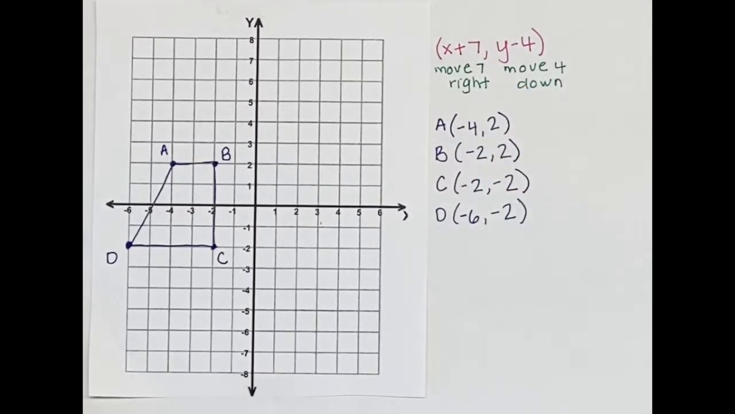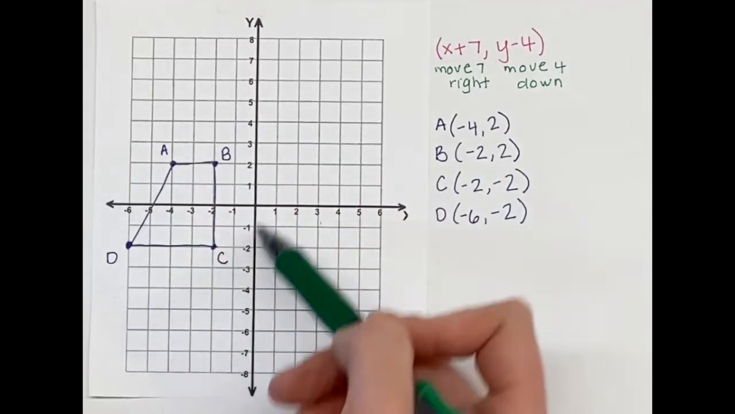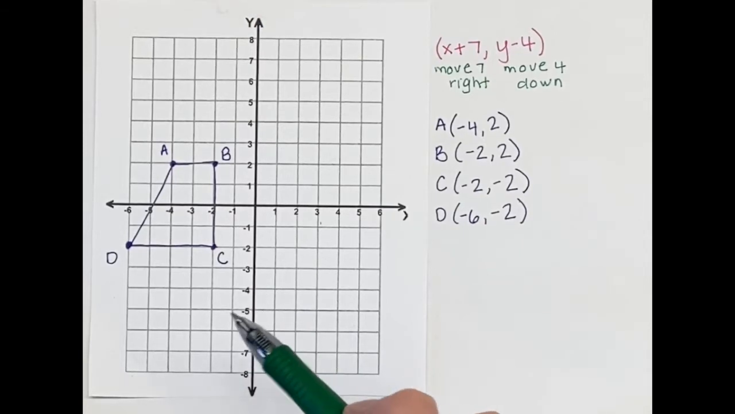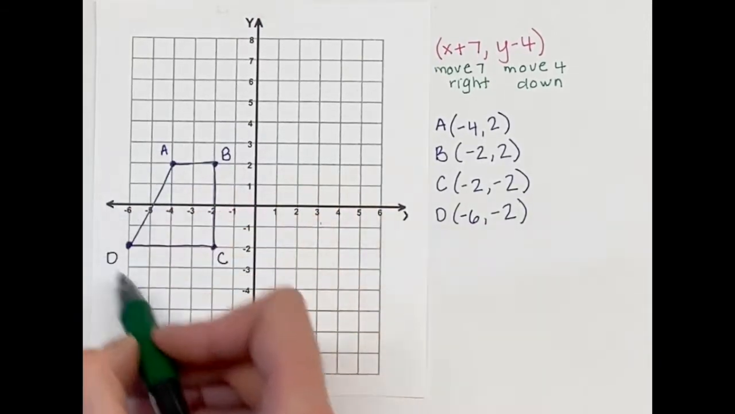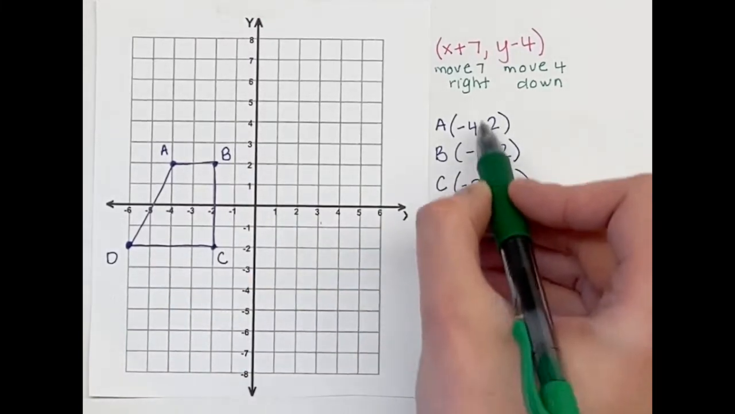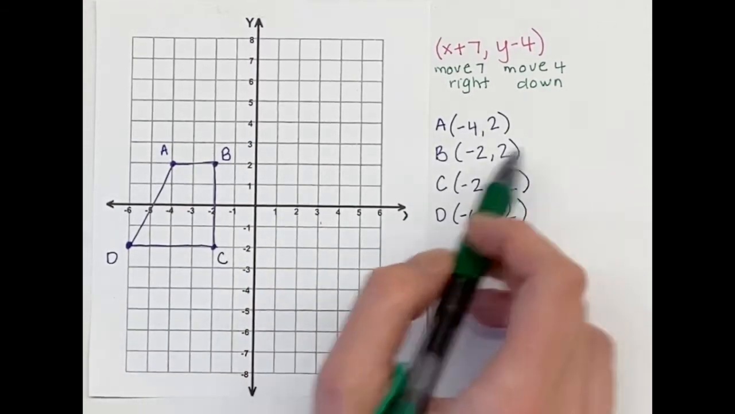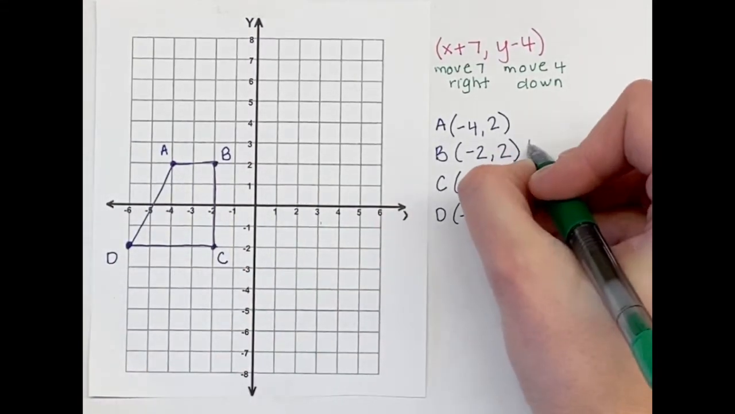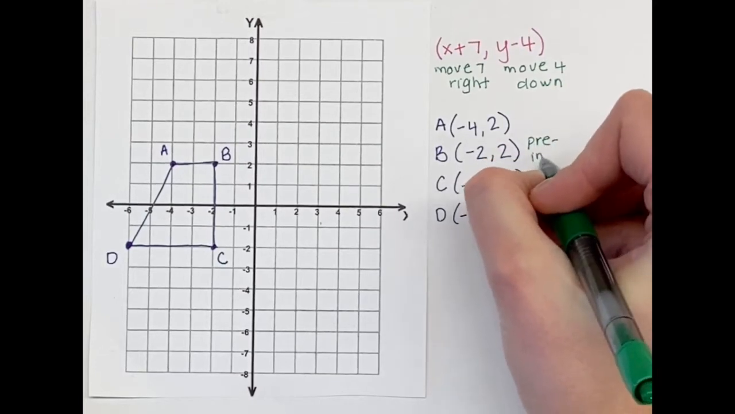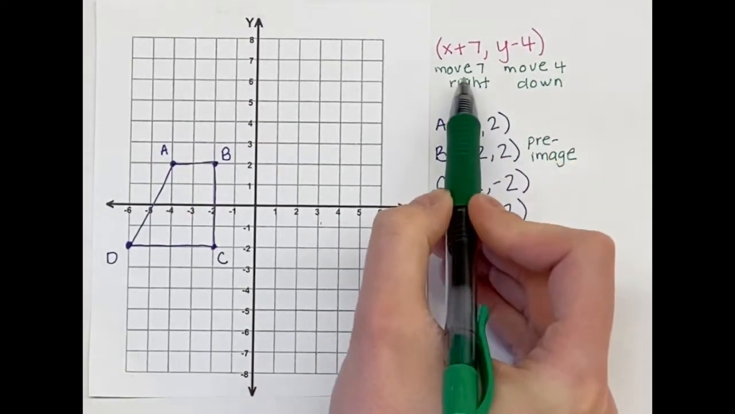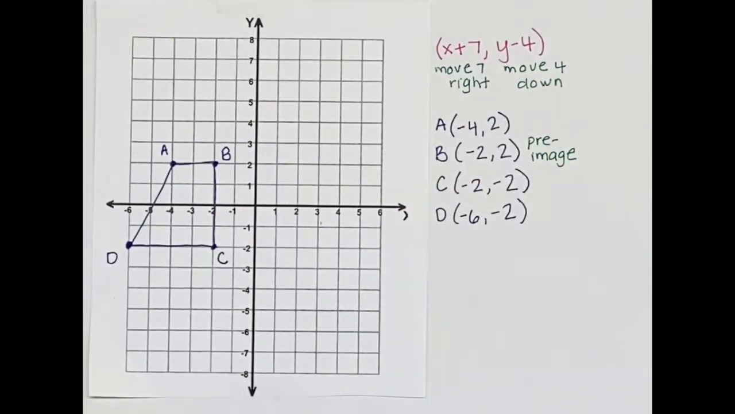So a little bit of vocabulary for you. Again, Mrs. Sullivan talked about how translations preserve congruency. Congruency meaning same shape and same size. This starting figure, these coordinates here that I have listed, just the ordered pairs for these points, this shape is called the pre-image. Just some transformation vocabulary for you. So what we're going to do now is translate our pre-image 7 units right and 4 units down.